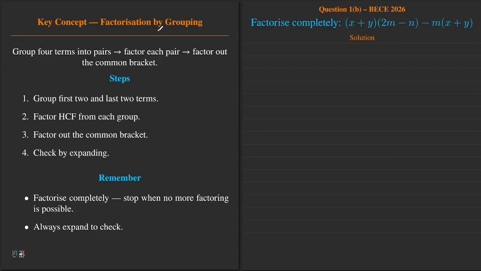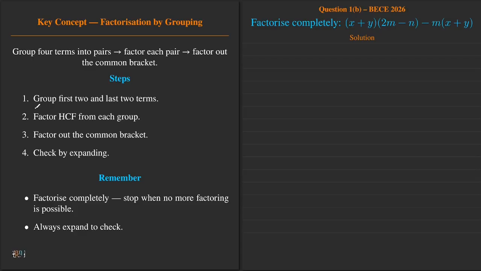Now, when it comes to factorization by grouping, most of the time we're actually factorizing an even number of terms. So you'd first have to group. If there are four, you group the four terms into pairs. You factorize each pair, then you factorize out the common bracket. That is the simple procedure we use.